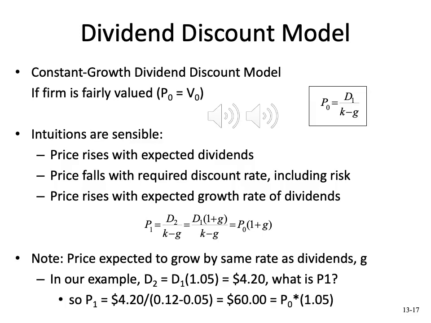In our example, D2 equals D1 times 1 plus 5% growth rate, $4.20. So what is P1? P1 will be D2, $4.20, divided by 12% minus 5%, $60, which is exactly P0 times 1 plus 5% growth rate. So here you can see P1 versus P0. The difference is just 5% growth rate.